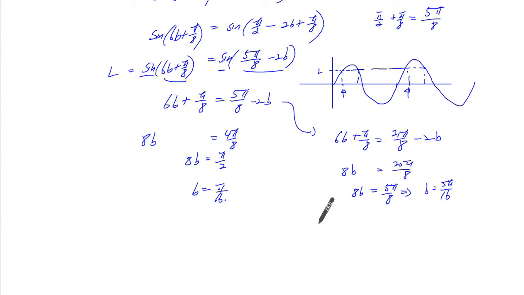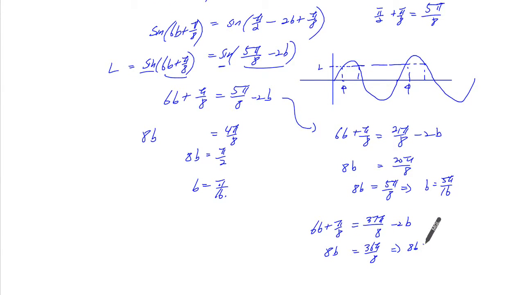Next one, let's let 6b plus pi over 8. This time, here we added 2 pi, let's add 4 pi to this. That's 32 plus 5, that's 37 pi over 8. So you get 36 pi over 8 is equal to 8b. Divide the top and bottom by 4, right? You get b is equal to 9 pi over 16.